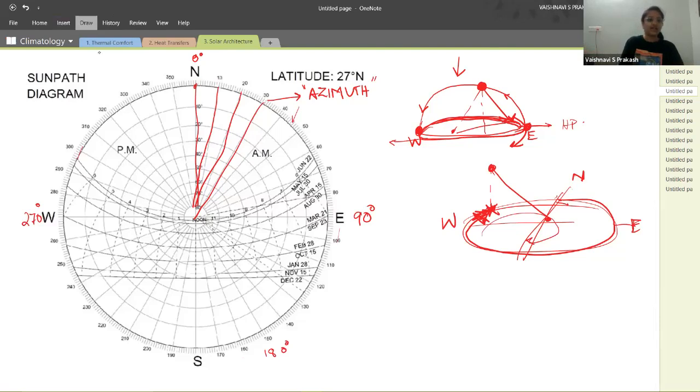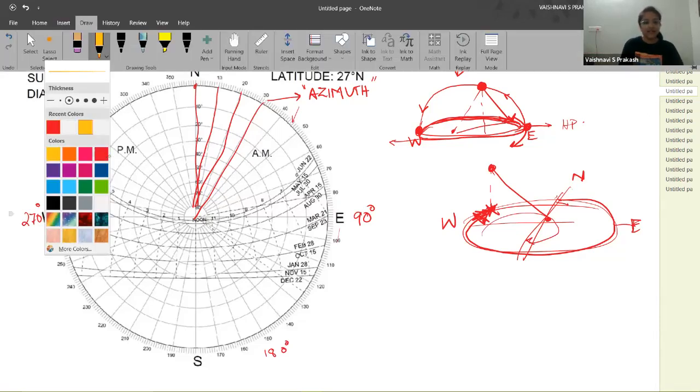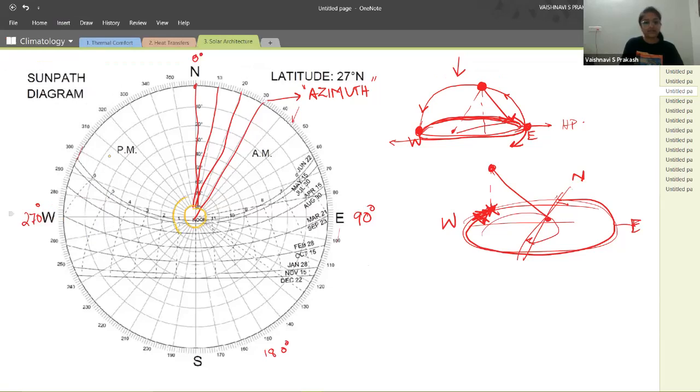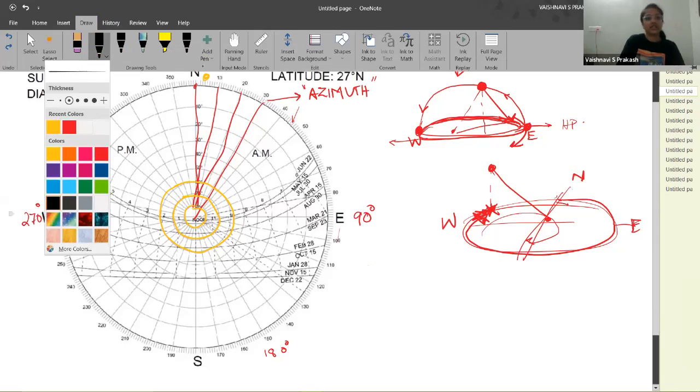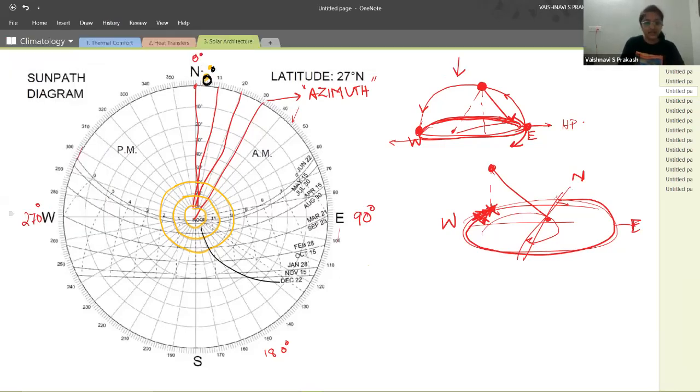Okay. The next thing on the sun path diagram are these concentric circles. Moving out, these concentric circles each have a value going from 0 degrees outside and 90 degrees at the center. Not sure if it's visible. Let me just redraw it in black. The outermost circle is 0 degrees, whereas the innermost circle is 90 degrees. So what this is, is the altitude angle.